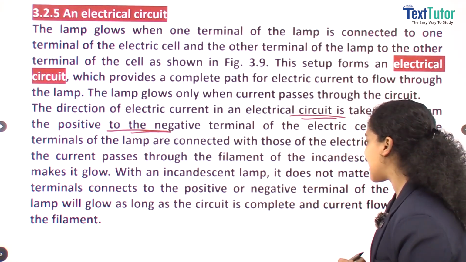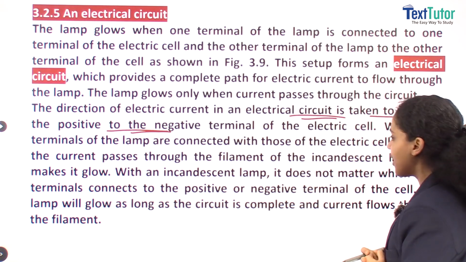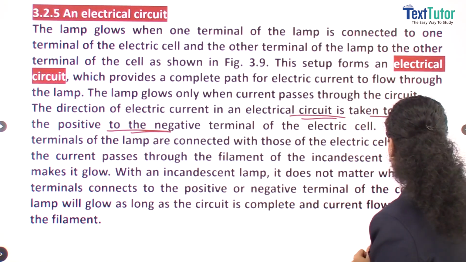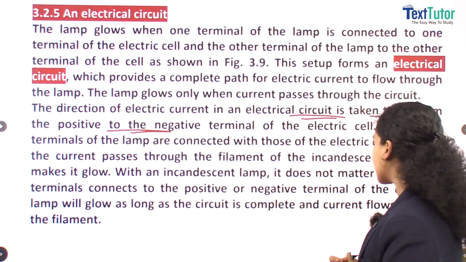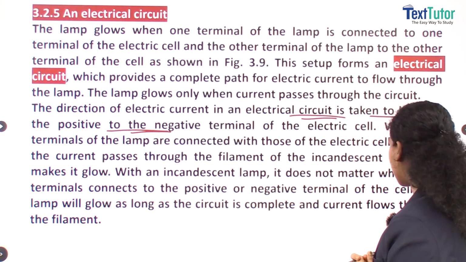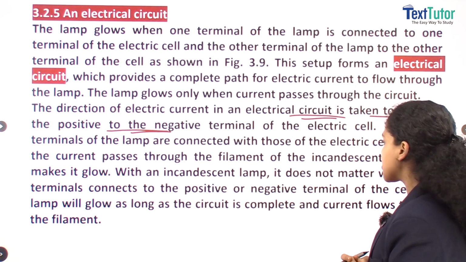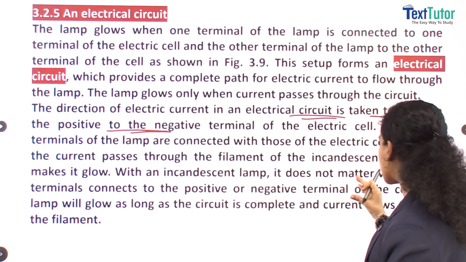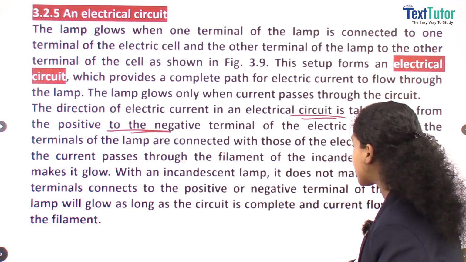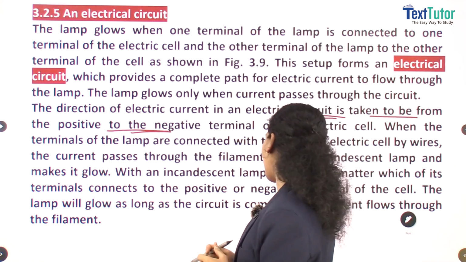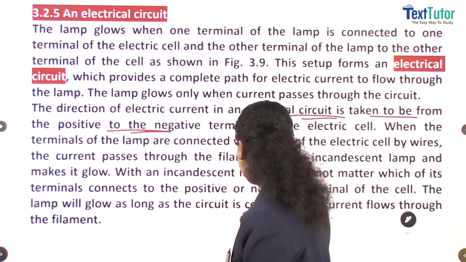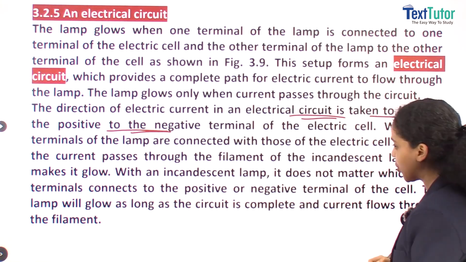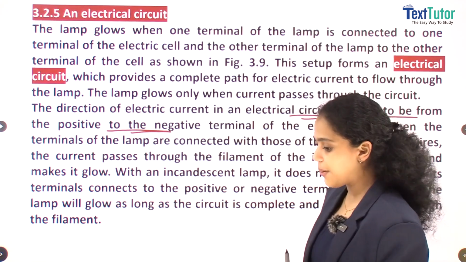With an incandescent lamp, it does not matter which of its terminals connects to the positive or negative terminal of the cell. The lamp will glow as long as the circuit is complete and current flows through the filament.